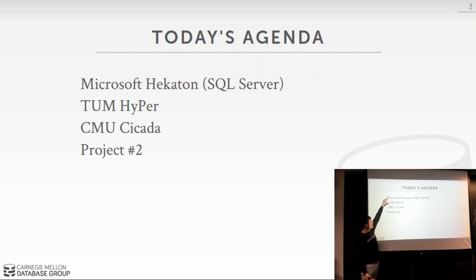But I'll cover these two other ones as well, and then you'll see why there are certain design decisions that they make in Cicada that overcome some of the deficiencies, in particular with Hekaton, in their implementation. And then, as promised for real, I'll go through and actually discuss Project 2 for real, okay?